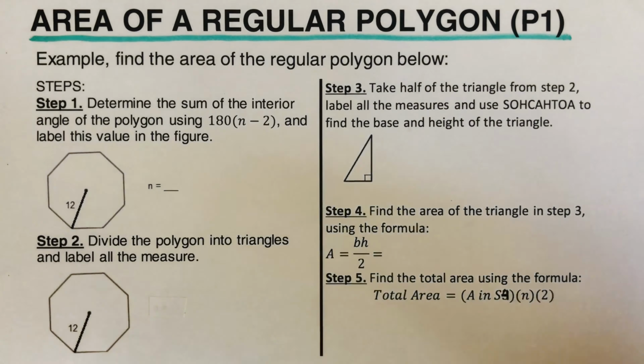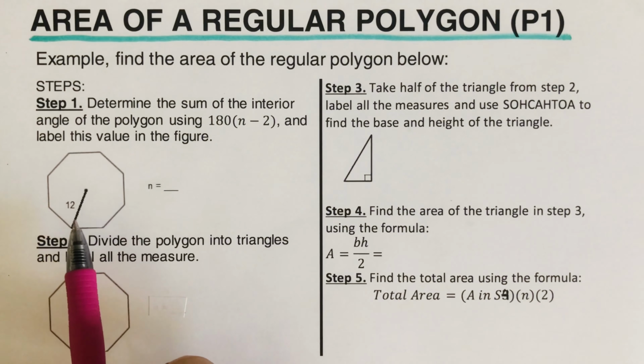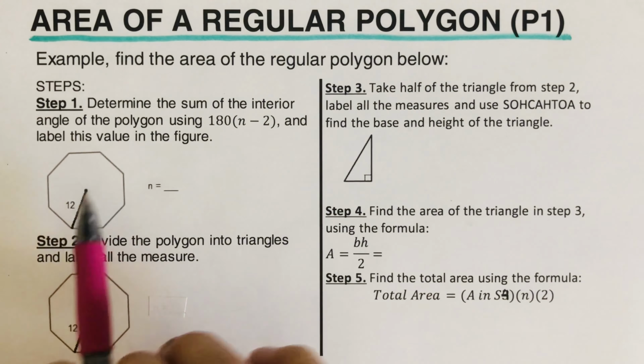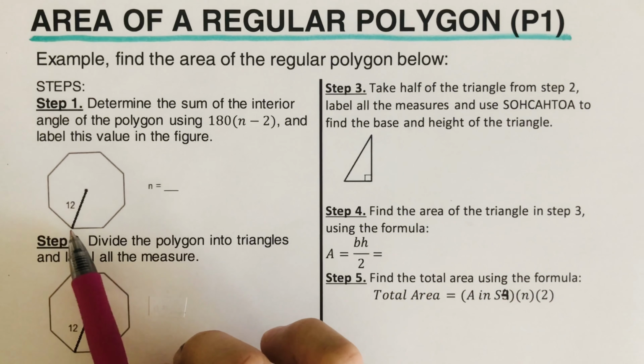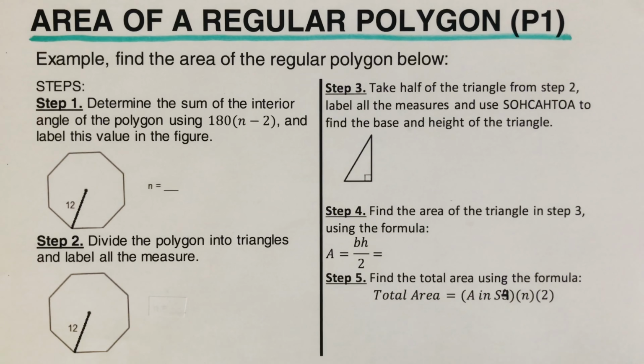So we're given a regular polygon here and we're supposed to determine the area for this. We're given a line that is connected from the center to one of the vertices of the regular polygon, and the length of that is 12 units. What are the steps that we need to do in order to find the area of this polygon? First step, we determine the sum of the interior angles of a polygon using the formula 180 times n minus 2 and label this value in the figure.